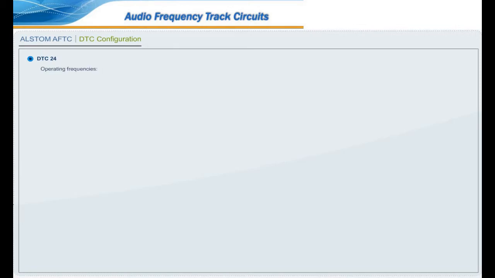DTC24. Operating frequencies: F1 2100 Hz, F2 2500 Hz, F3 2900 Hz, F4 3300 Hz, F5 3700 Hz, F6 4100 Hz. Frequencies are at a gap of 400 Hz. Length of tuning zone equal to 18.6 meter to 27 meter. Length of track circuit.